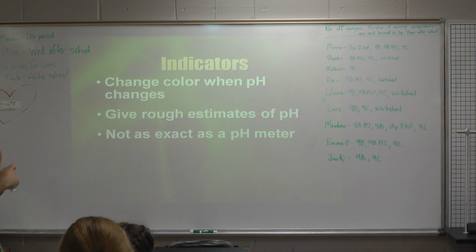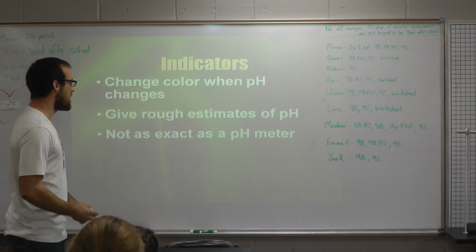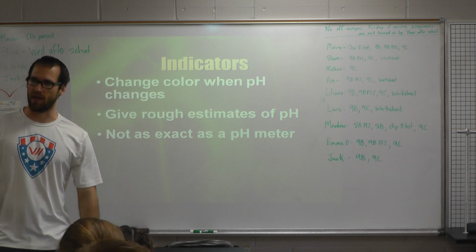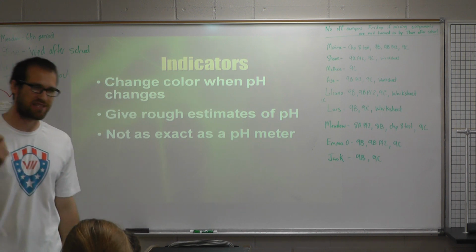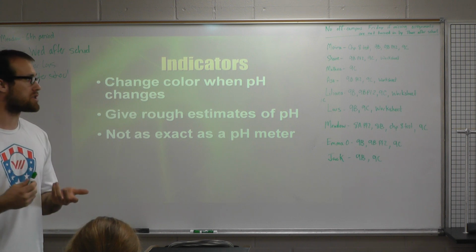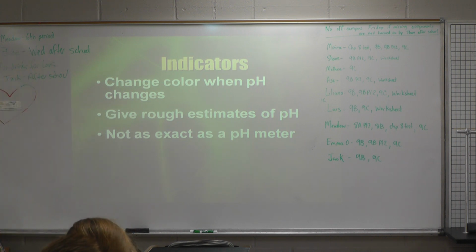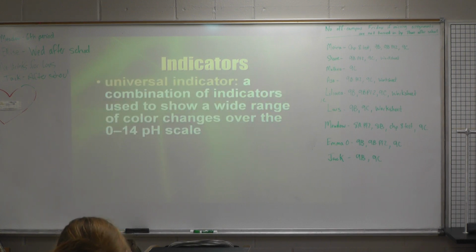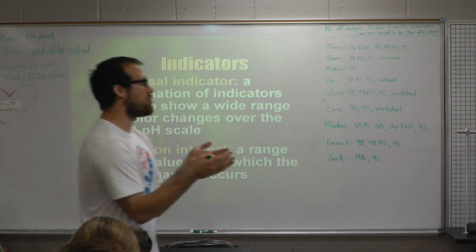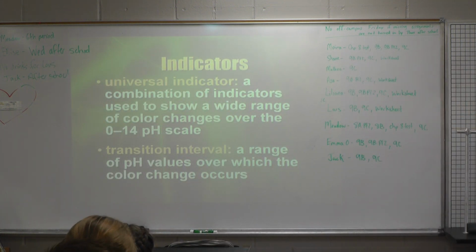Okay, they are nice in some sense because they can give you a rough estimate of a pH, but they're not going to be as exact as if you took a pH meter that specifically measured exactly what the pH was. So there are some uses for it if you want to find a quick estimate. However, there are some limitations to them as well. What an indicator does is change colors based upon the pH.